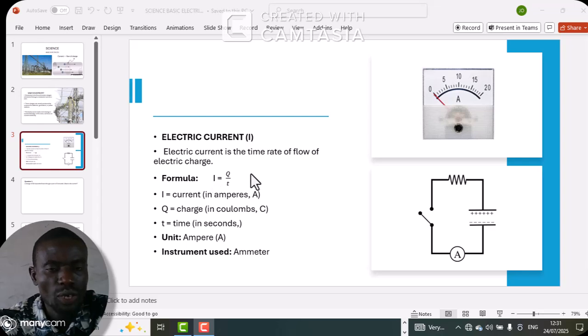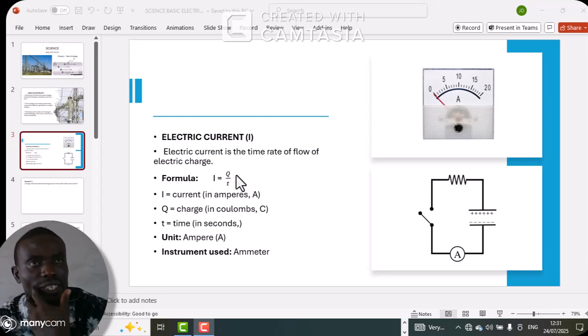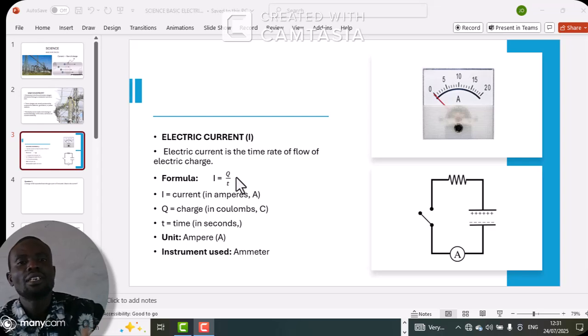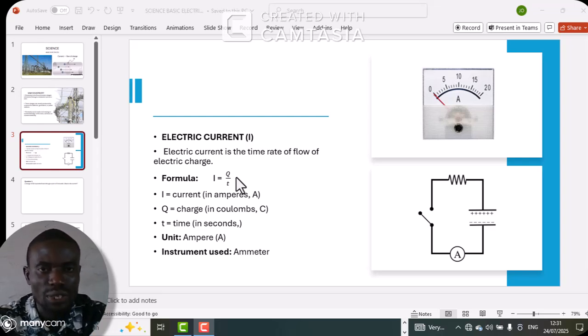All right. So we want to make use of this formula now to calculate. If we know the quantity of electric charge that flows through a circuit, then we can calculate the current through that circuit. And also the time. When we are talking about time rate, it will take time. I is Q over time. All right, so let's look at this question now.